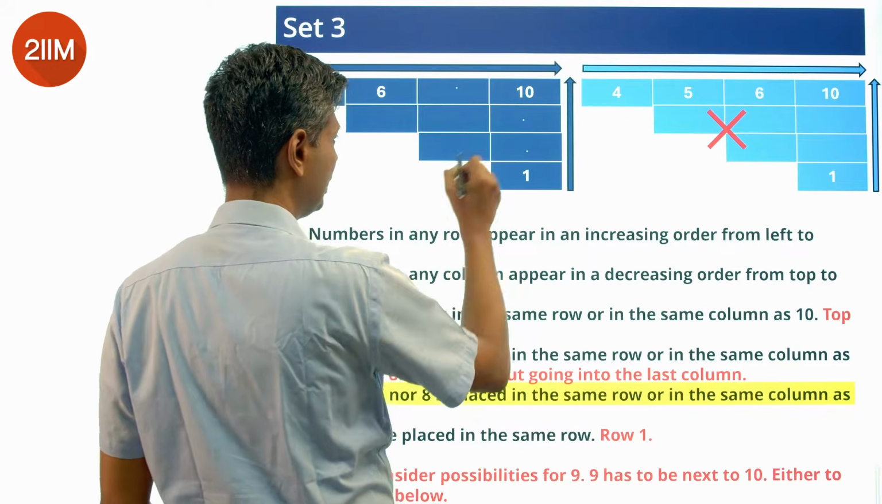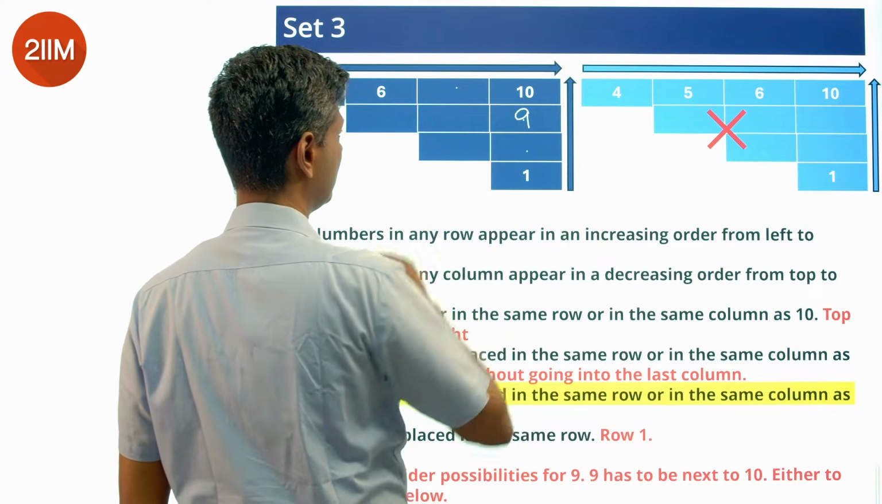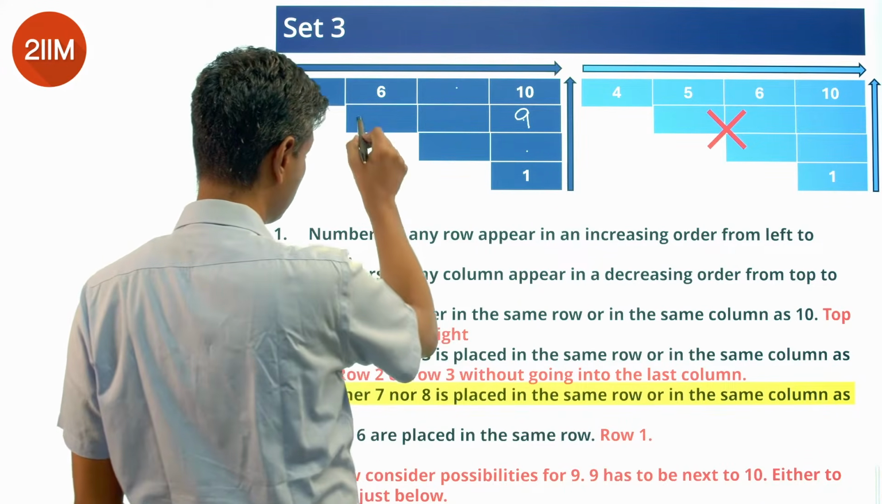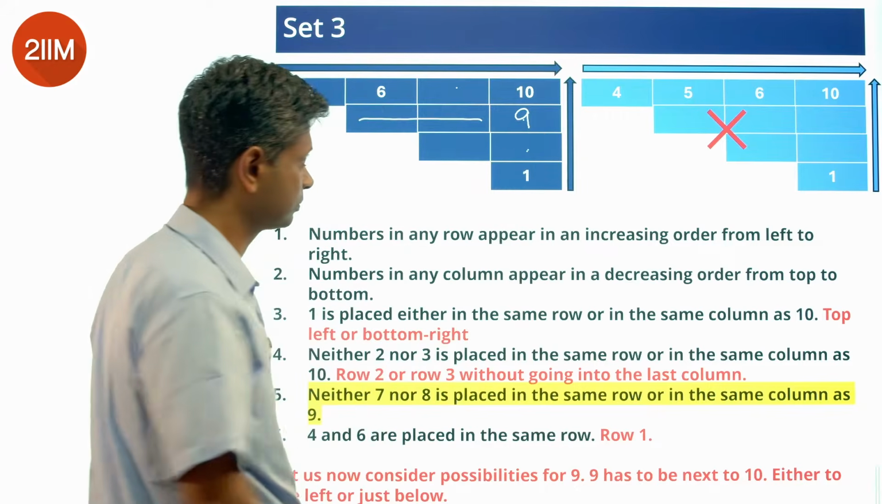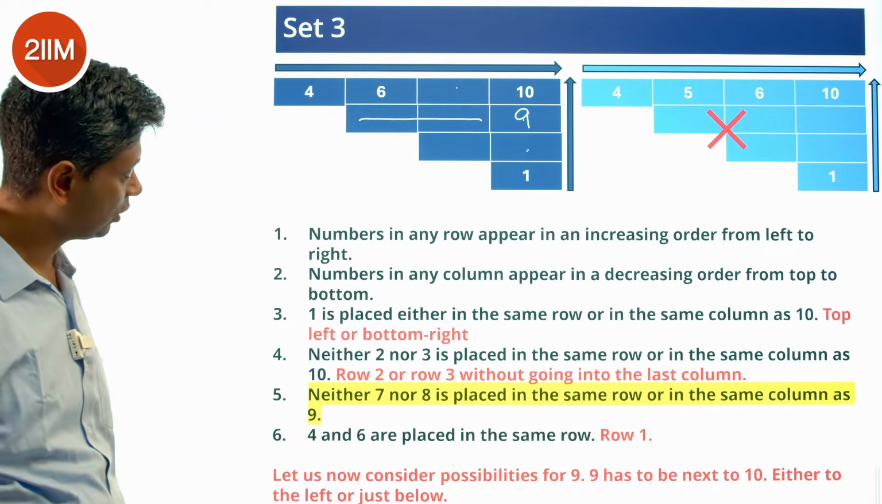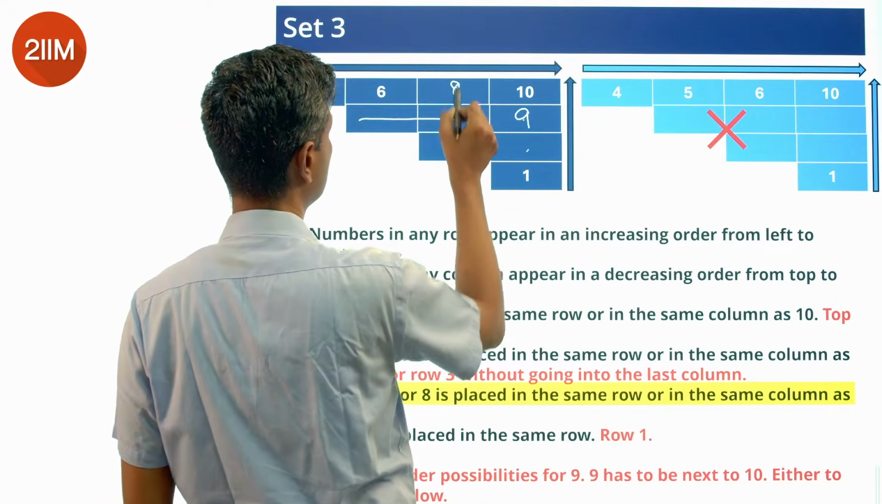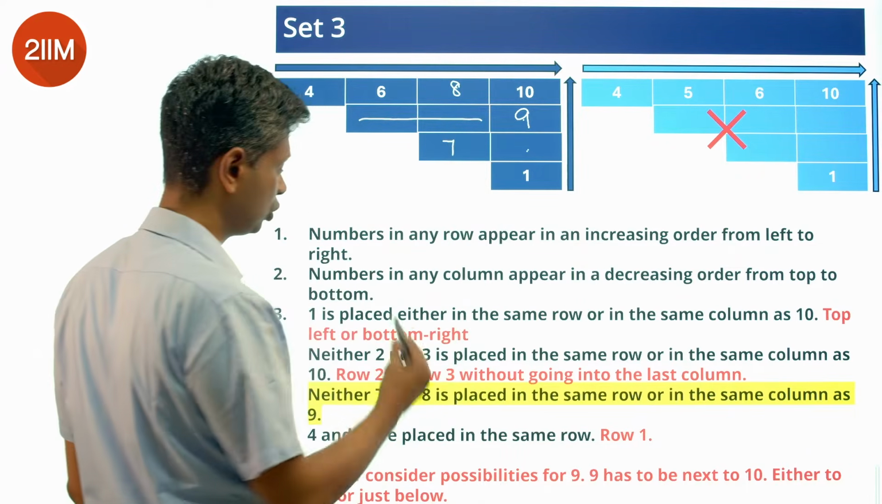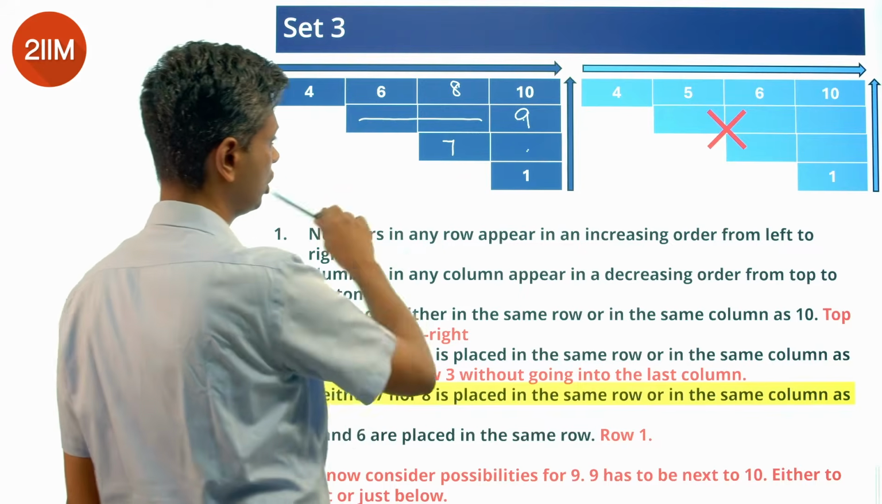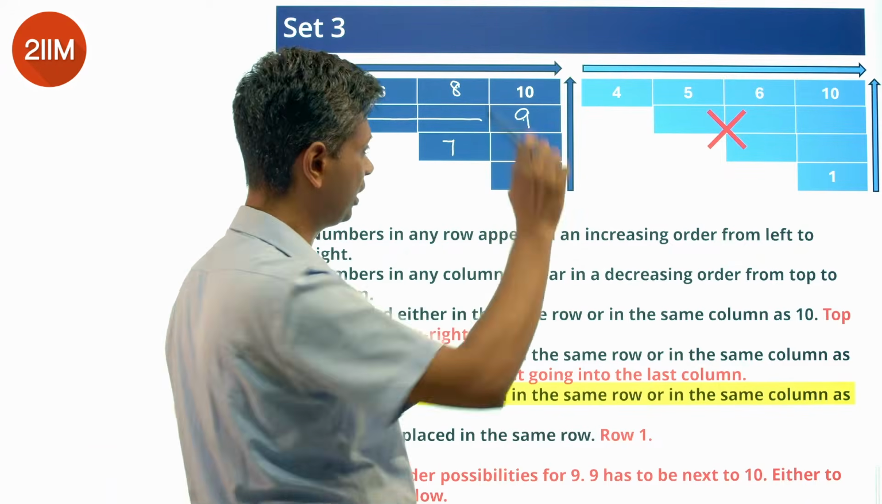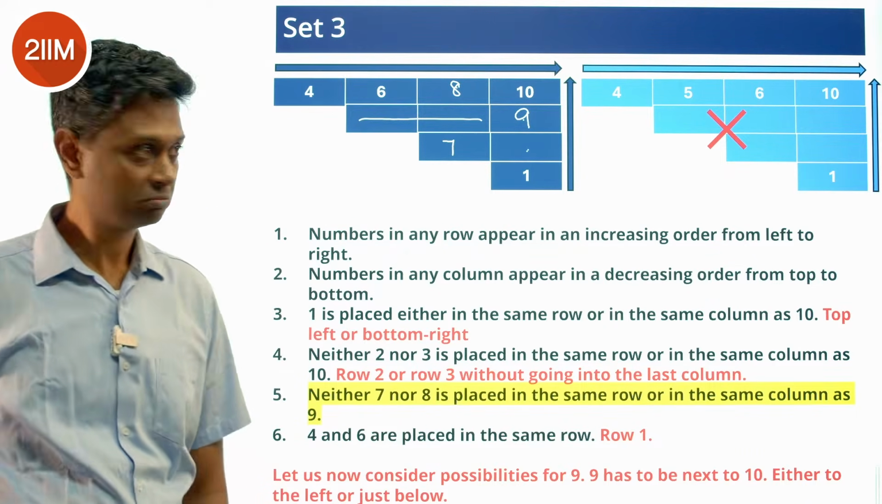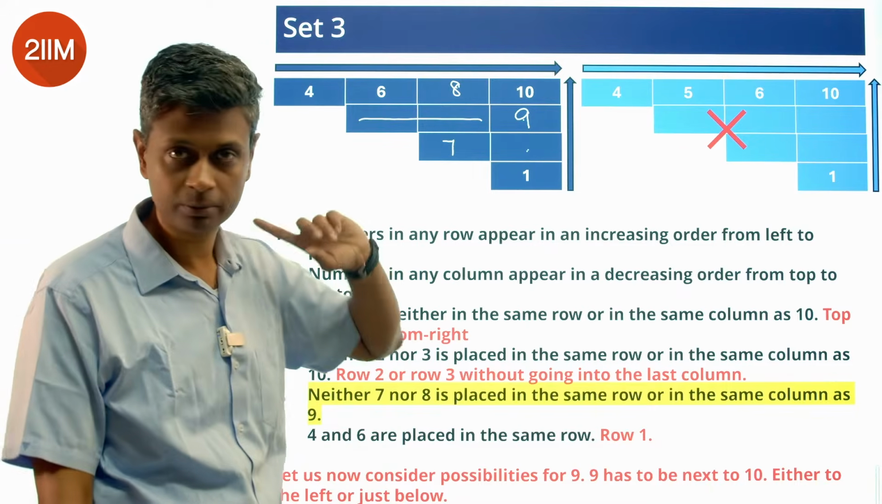or here. Let's say 9 were here. Then 7 and 8 cannot come here, cannot come here. We have to have 8 and 7 accommodated. We put 8 here, 7 here. This is an increasing order. This also has to be an increasing order. With 7 we cannot accommodate an 8. It is not possible. 9 cannot be here.